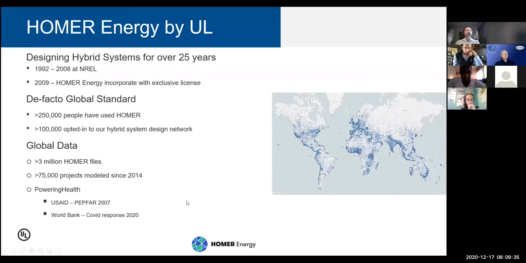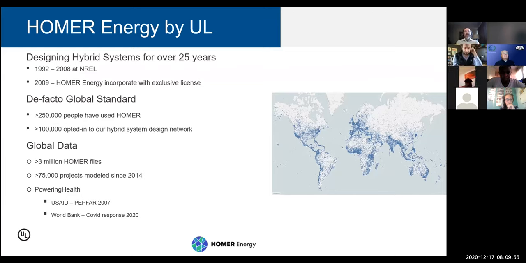So this is a little bit of the history that I was just referring to. Since we've become a private company, it really expanded around the world. You can see on the map those are places where people have modeled microgrids using Homer. We have over 100,000 people who get our newsletter. I'd encourage you all to sign up for our newsletter. Go to our website, homerenergy.com. And we have a lot of data on how microgrids are being used around the world.